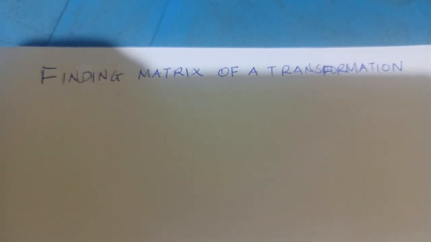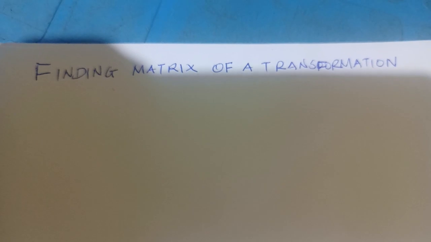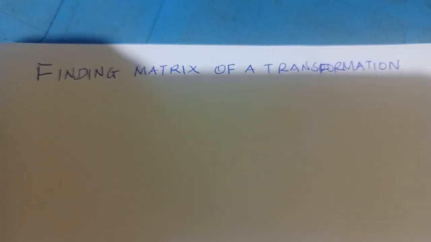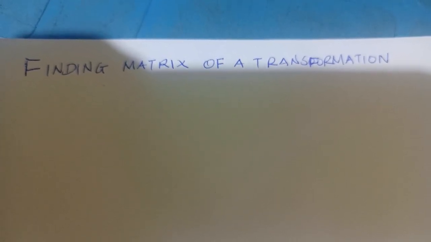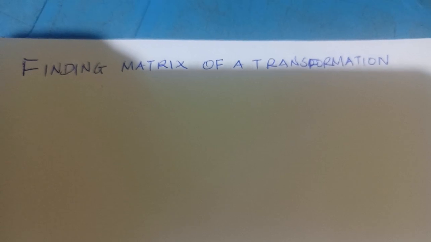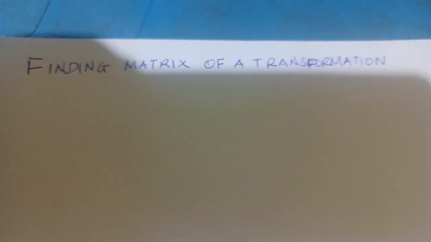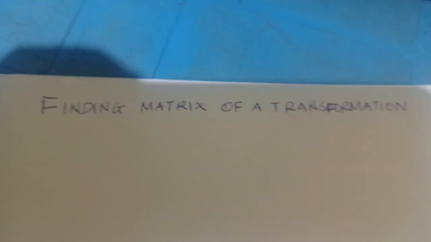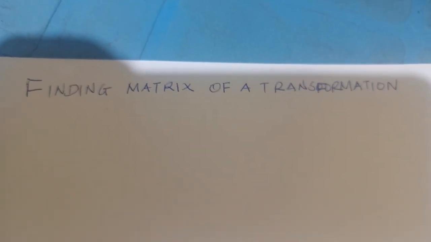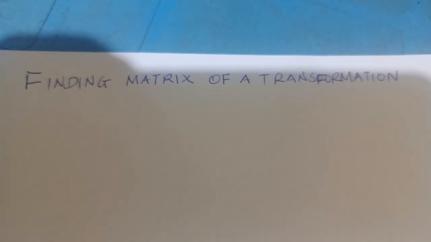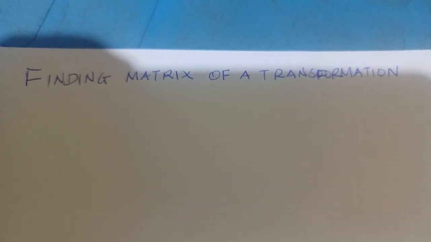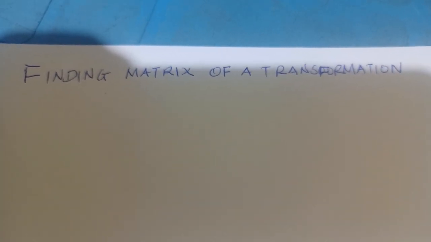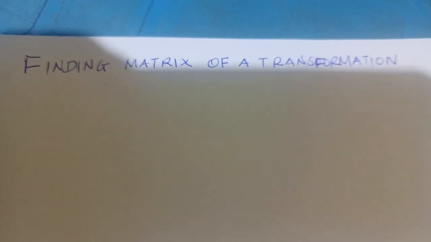Now in this session we want to look at how to find a matrix of transformation when you are given a particular object and its image under a given transformation. Remember, we have different types of transformations, that is either a reflection, a rotation, an enlargement, or even translation.